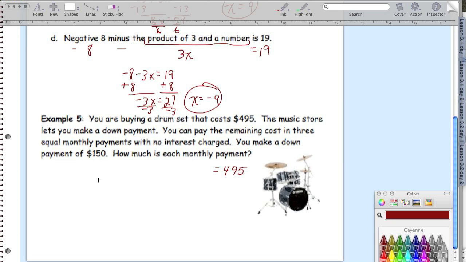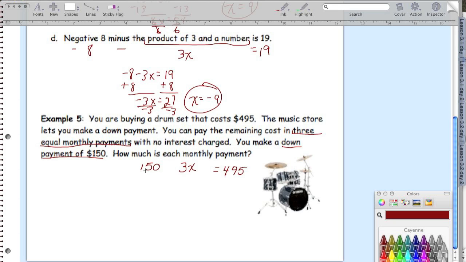Now you don't have all that money. You only have $150. You're going to make a down payment of $150. So now there's $150 that you've taken care of. So we're going to put that on the left side. Well, the remaining amount of money that you have to pay them, they say you can pay the remaining costs in 3 equal monthly payments. So this is what we don't know, what the 3 equal monthly payments are going to be. And usually what you don't know is where the variable goes. So we're going to represent that with 3x.